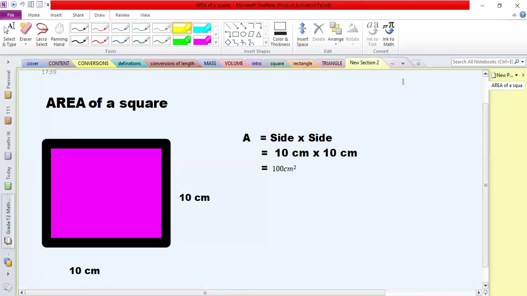Let's take a look at this square. Area of a square. This square has 10 centimeter length, so all sides are 10 centimeters. When you are calculating the area of this square, you say area is equal to side multiplied by side. That's how you calculate it. Area is equal to side multiplied by side, which will be 10 centimeters multiplied by 10 centimeters. I'm highlighting there. So your final answer will be 100 centimeters squared.